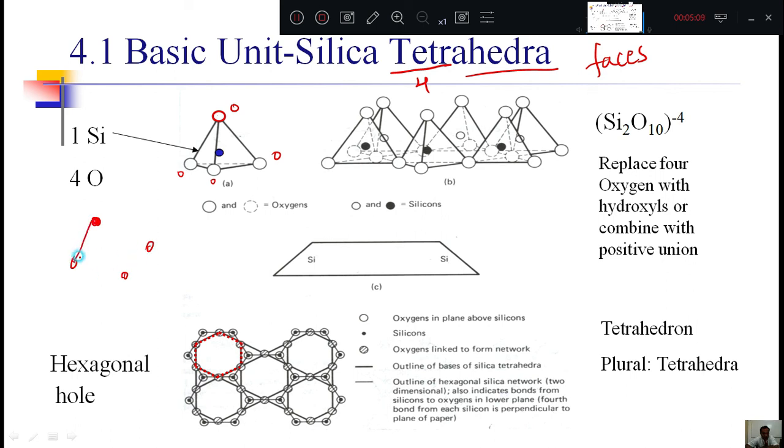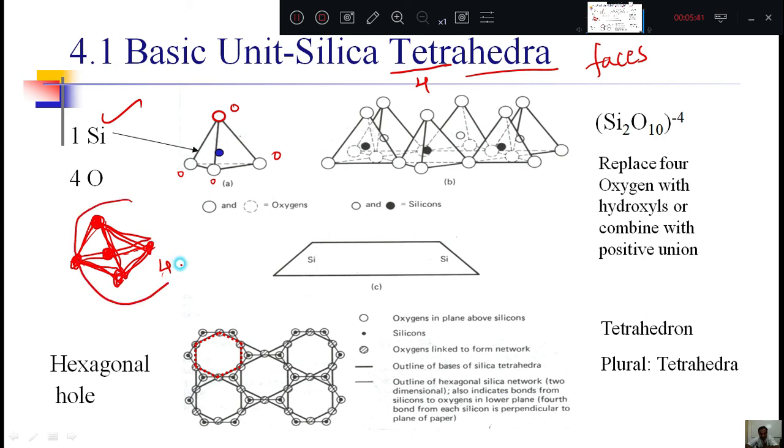Now I will join them. But this side I cannot see, because that side is behind. This side I can see. See here, this is one face, and this is another face, and the bottom one is the third face, and that side is another face. In total 4 faces are there, therefore it is called tetrahedra. Tetrahedra means that one main atom, that is silica, is surrounded by 4 other atoms, that is the oxygen.